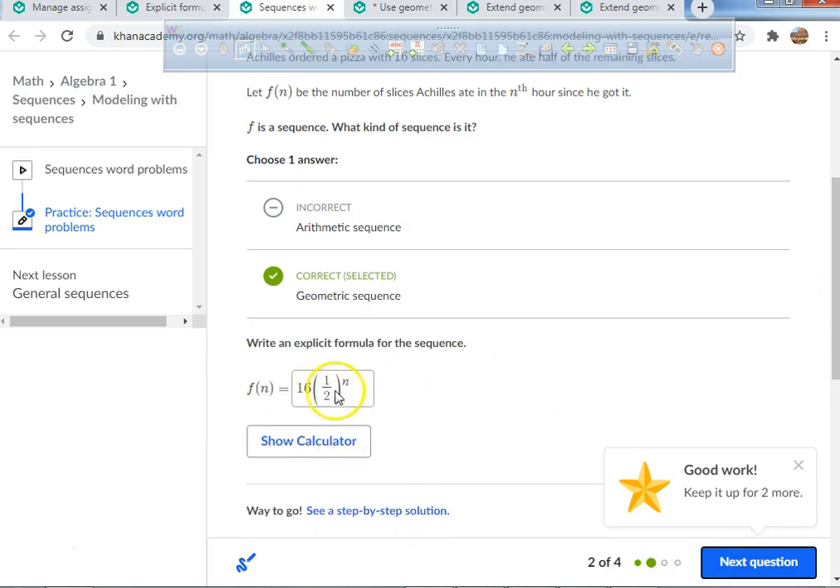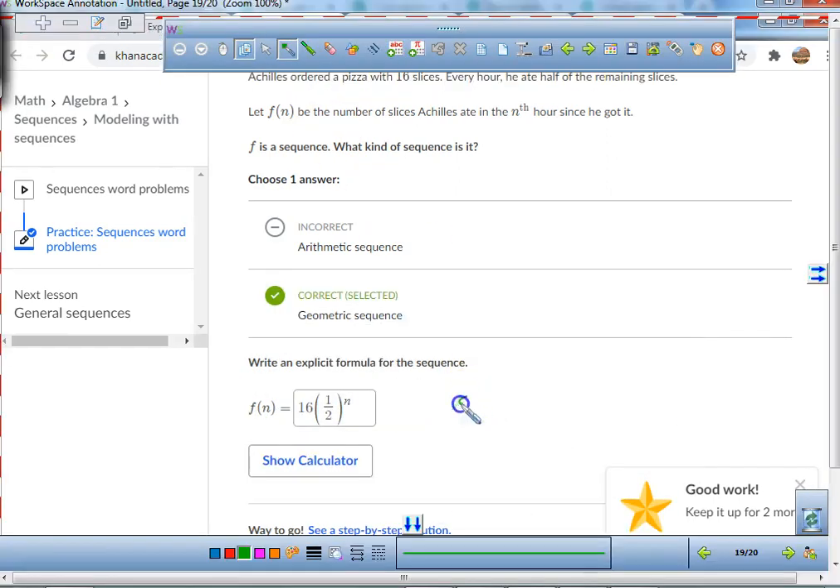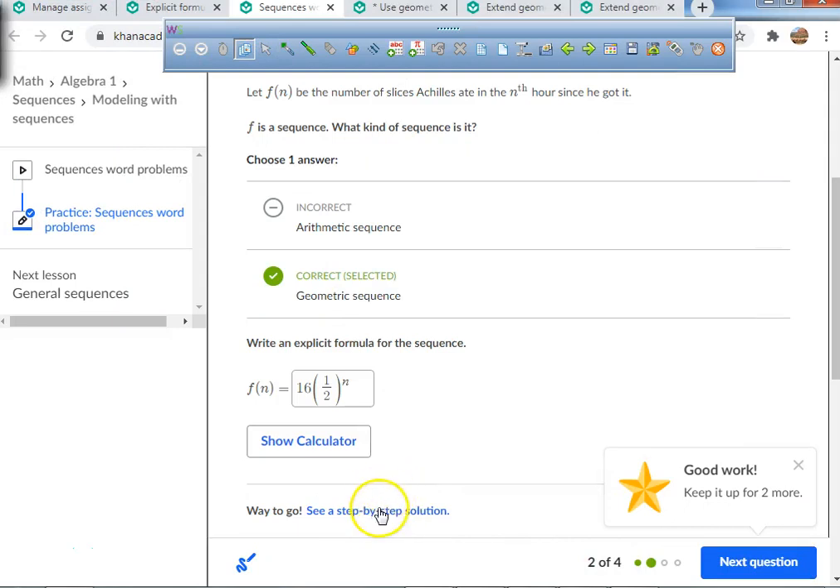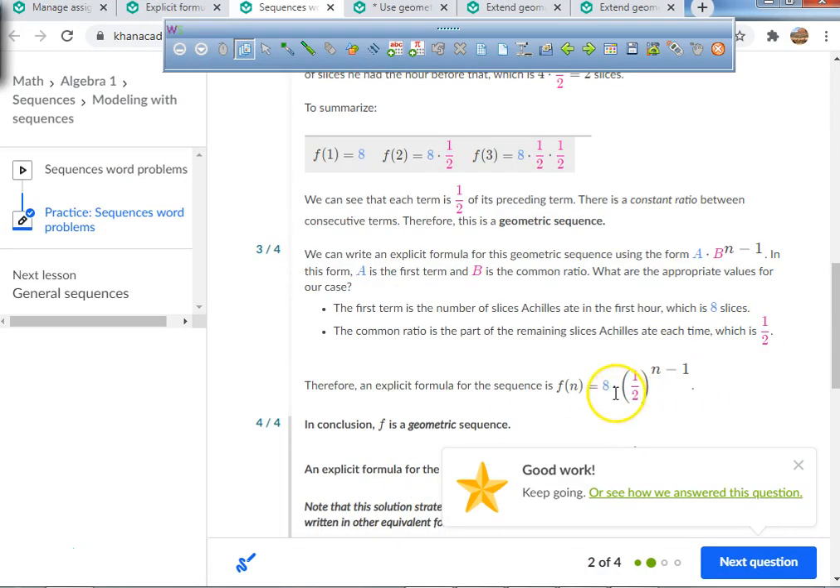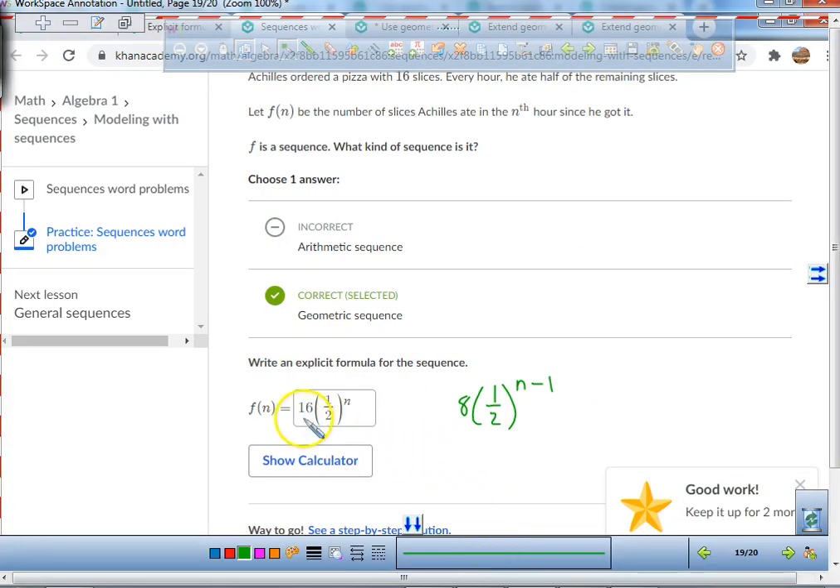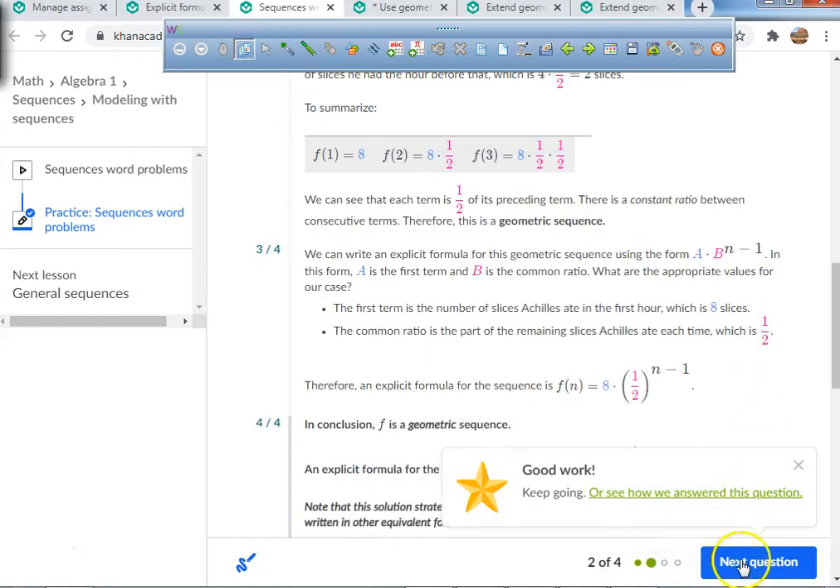I wonder if they'd also give you the other formula you could have written for this. You could have written 8 times parentheses 1/2 to the n minus 1. Okay, you might have been able to do that. Let's see what they did. Oh, they did this one: 8 times 1/2 to the power of n minus 1, which is the same as what I did, 16 times 1/2 to the power of n. These mean the same thing. That's a tricky one right there.